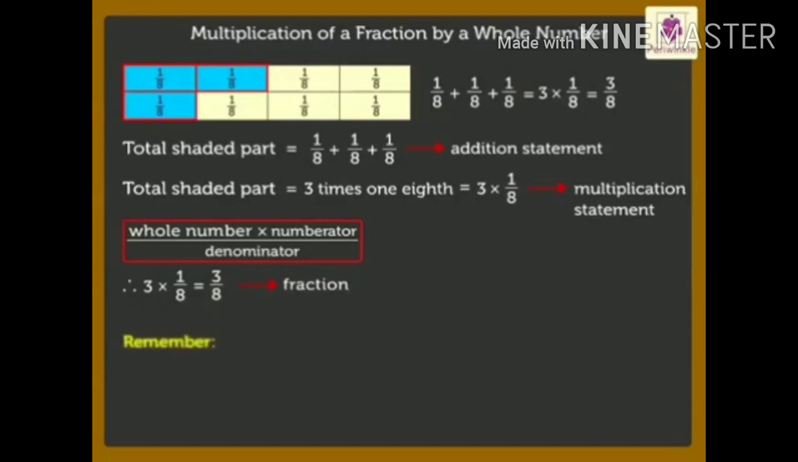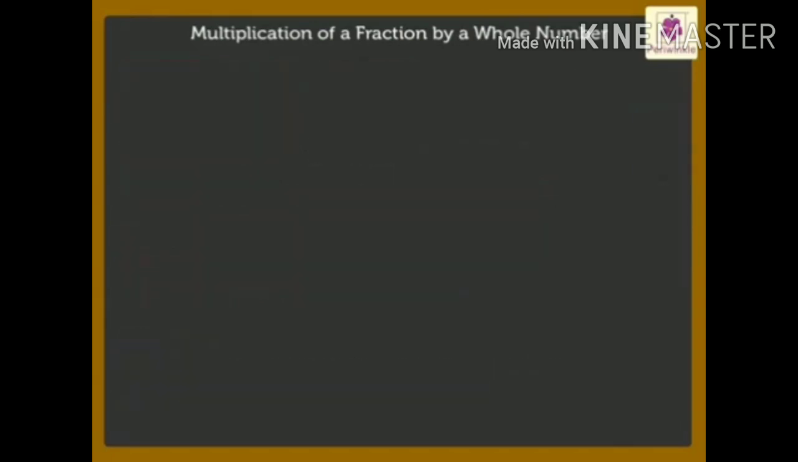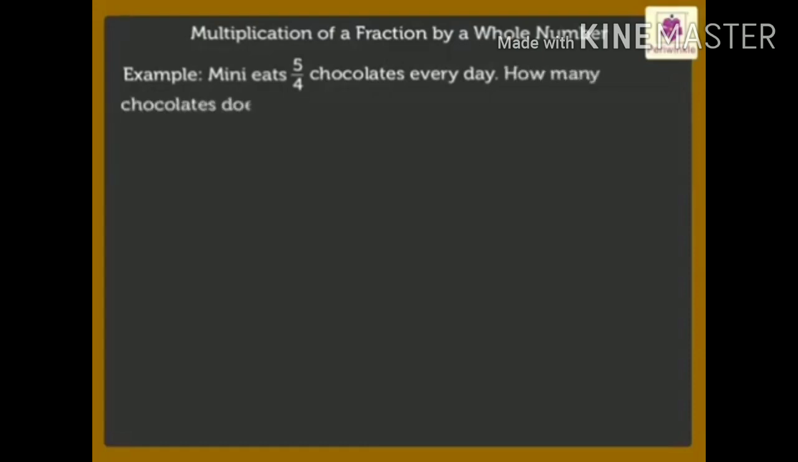Kids, remember: 1. The product of a fraction and 1 is always the fraction. 2. The product of a fraction and 0 is always 0. Now, let us solve one story problem. Minnie eats 5 upon 4 chocolates every day. How many chocolates does she eat in 3 days?